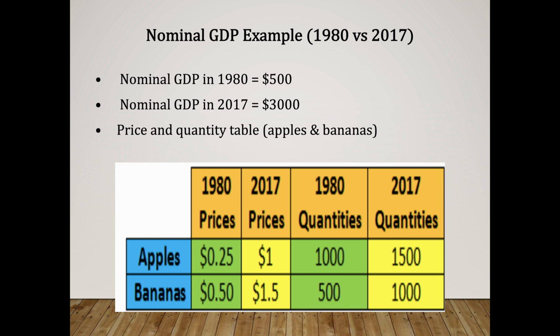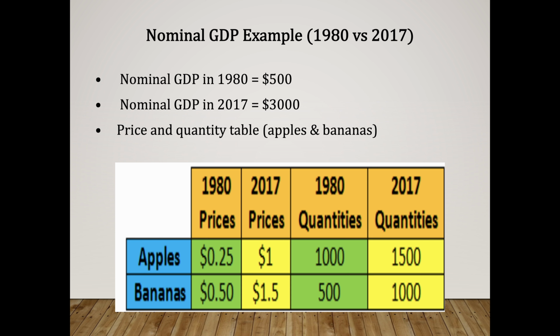Now, to understand the GDP deflator, we're going to play with a tiny imaginary economy that only produces two things: apples and bananas. On your screen, you can see a table with prices and quantities for 2 years, 1980 and 2017. In 1980, apples cost 25 cents and people bought 1,000 of them. Bananas cost 50 cents and people bought 500. If we multiply prices by quantities and add them up, we get nominal GDP for that year. In 1980, nominal GDP equals 0.25 times 1,000 plus 0.5 times 500, which equals 250 plus 250, which is $500.